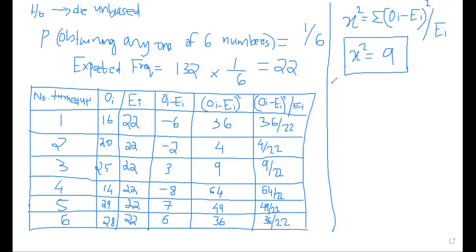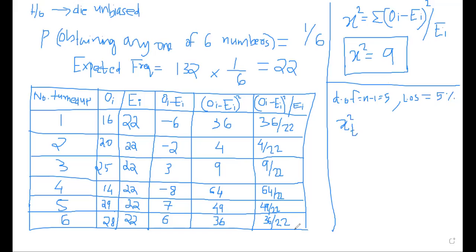Then you have to find the table value of chi-square. For that you need the degrees of freedom and the level of significance. Here the level of significance is not given, so you can assume it as 5%. Degrees of freedom is n minus 1, and here n is 6, so 6 minus 1 is 5. So what is the chi-square table value?